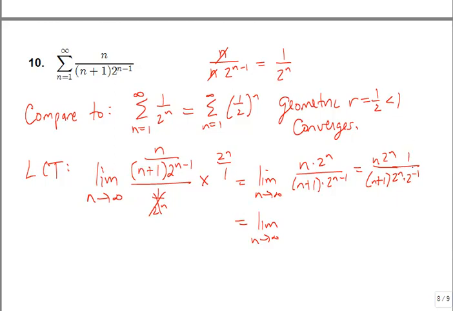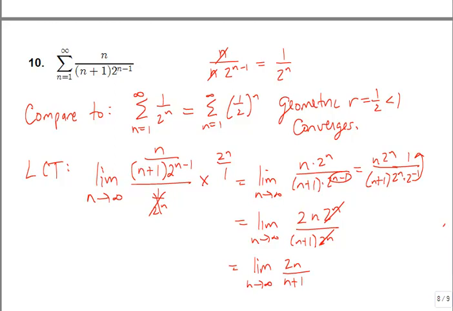And 1 over 2 to the negative 1 is the same as 2 on top, flipping this up, times that n, 2 to the n, n plus 1, and 2 to the n. So by breaking up this power here, we can cancel these guys out, which leaves me with a much simpler looking function, and it'll be much simpler to deal with.